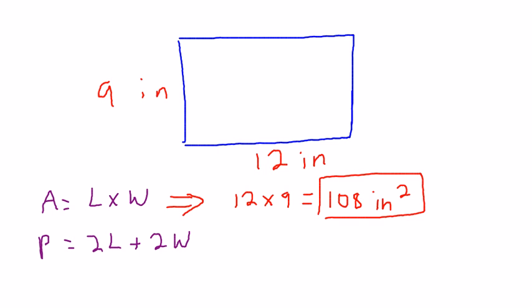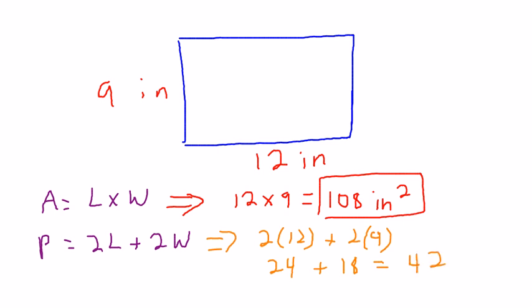The perimeter of this rectangle would be 2 times its length, or 2 times 12, plus 2 times its width, which is 2 times 9. 2 times 12 is 24, plus 2 times 9 is 18. 24 plus 18 equals 42 inches.